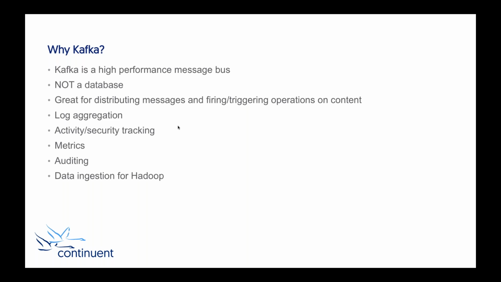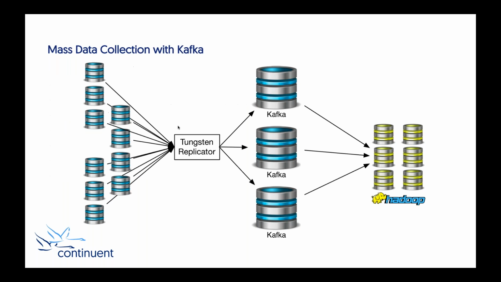Now, also, because of the way that Kafka operates and the way that it integrates with other systems, it is very, very simple to combine it with other systems. For example, it's very frequently used with Hadoop because we can have a number of Kafka subscribers listening for messages. So if you are doing log aggregation, security tracking, whatever, you can ingest all of that data into Hadoop very, very quickly and simply.